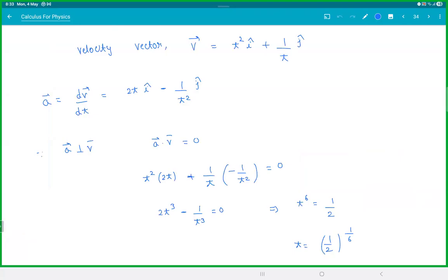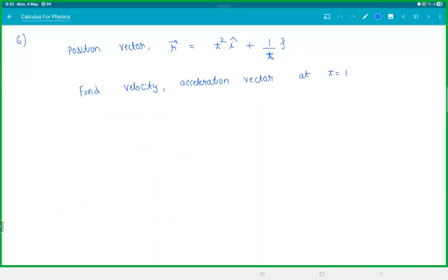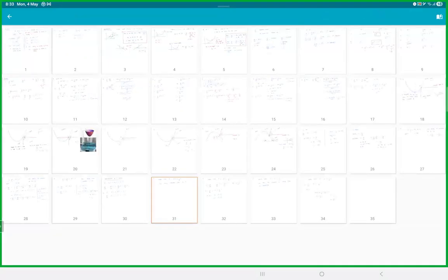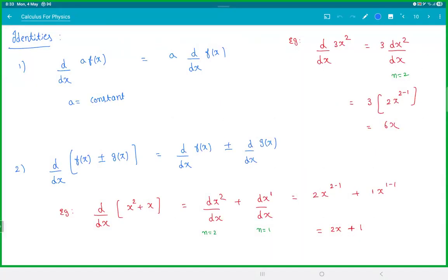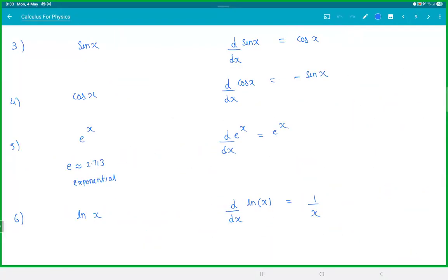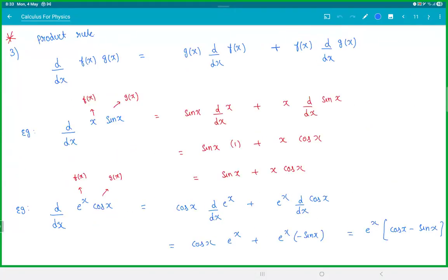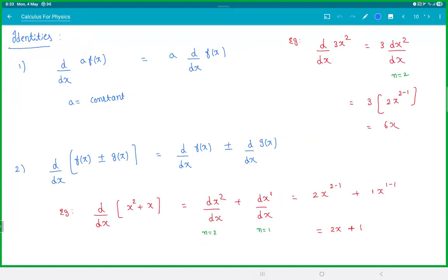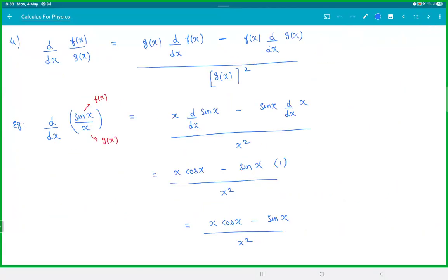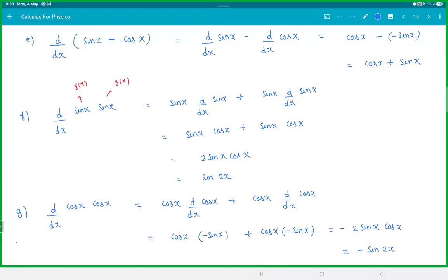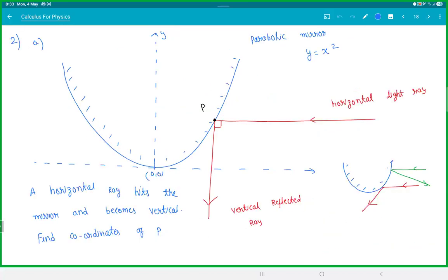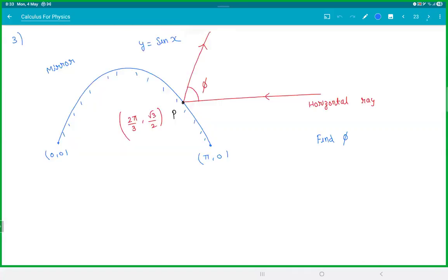The last thing that we did, we were differentiating a vector. Like I said, there were 3 levels of differentiation. The first one was basic formulas, differential of a constant, x power n, sine x, cos x, e power x, and ln x. And the second level was the 4 identities, f of x plus or minus g of x, product rule, and the division rule. Hope everyone has gone through this stuff. And then we did some applications based on this from light and all this stuff.